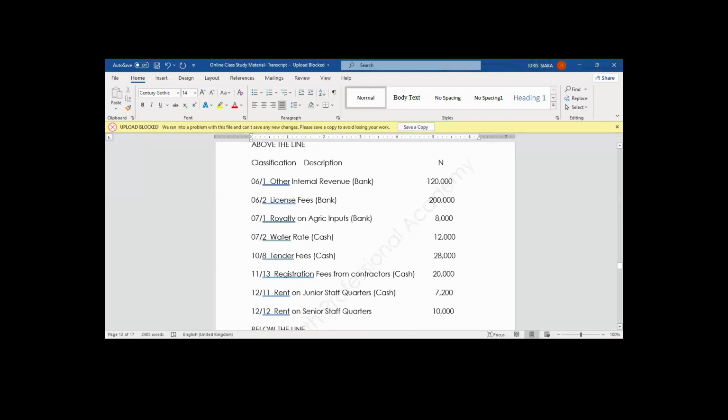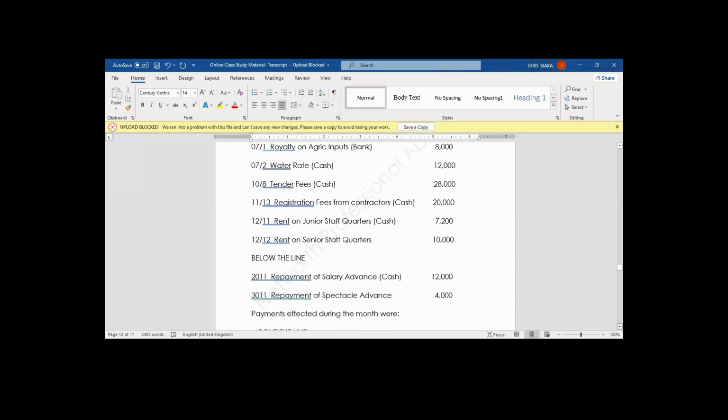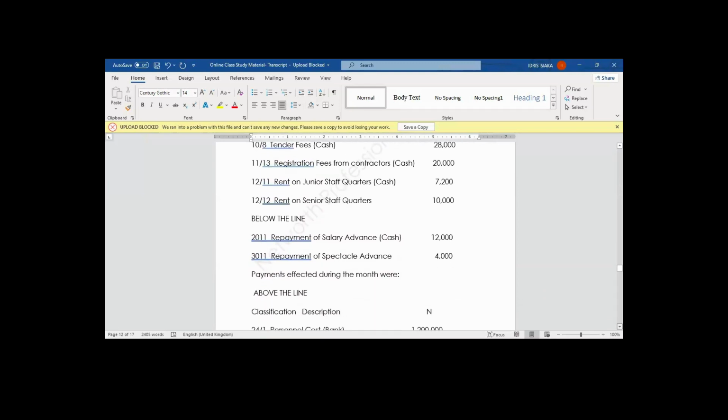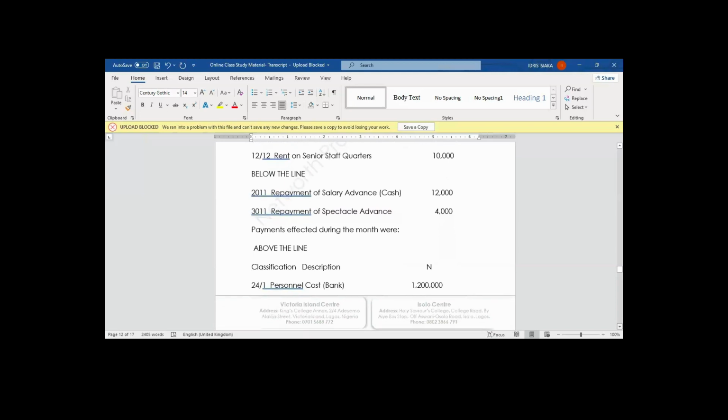Classification 7/2, water rate in cash 12,000 naira. 10/8, tenders fee cash 28,000 naira. 11/13, registration fee from contractors, cash 20,000 naira. 12/11, rent on junior staff quarters, cash 7,200. 12/12, rent on senior staff quarters, 10,000 naira. Below the line, 2011, repayment of salary advance, cash 12,000 naira. 30/11, repayment of spectacle advance, 4,000 naira.